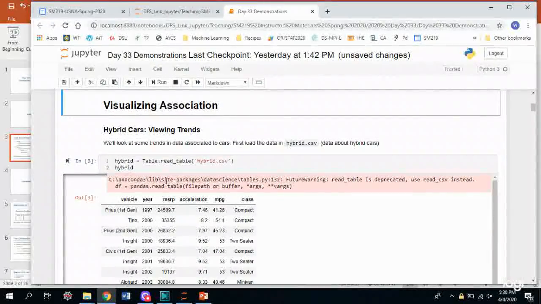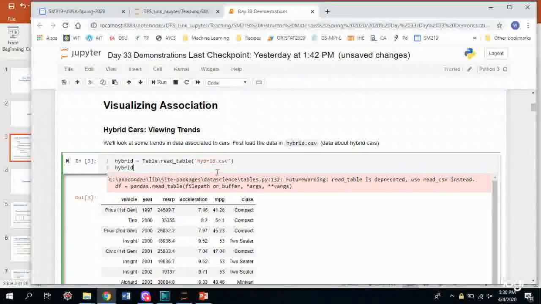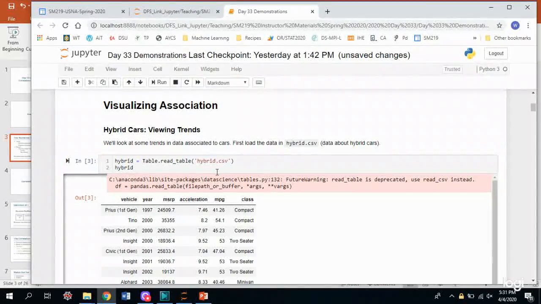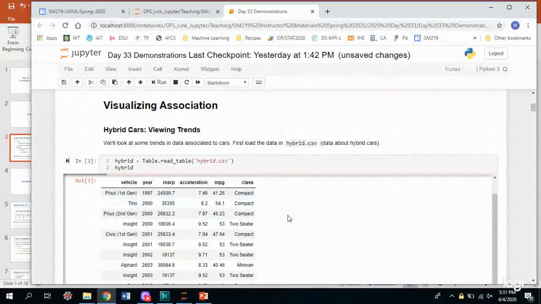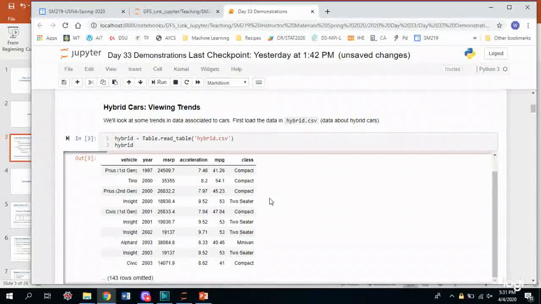Now we're going to start with talking about hybrid cars. Let's look at some data associated to cars. And first, we load in this table, and we get this very nice data here. You can see the year of the car, the sale price of the car, at least the sticker price of the car. You can see its acceleration. I'm not totally sure what the units are there. The mileage per gallon, and the class of the car, whether it's a compact or a minivan, etc.